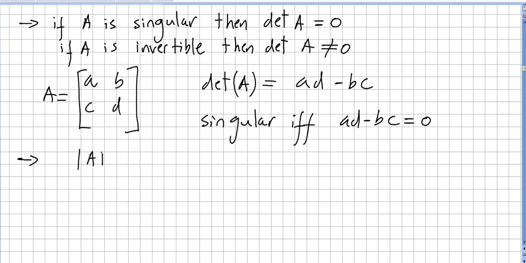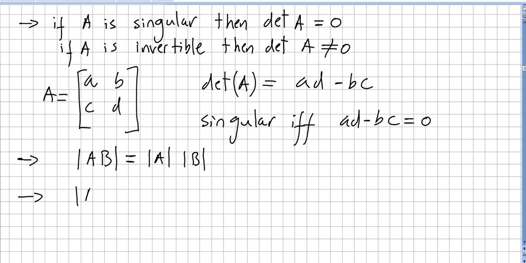Another important property is that the determinant of AB will be equal to the determinant of A times the determinant of B. The proof is really easy, I'm not going to do it.